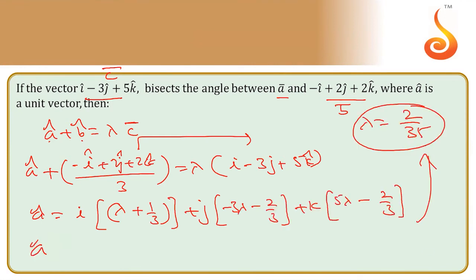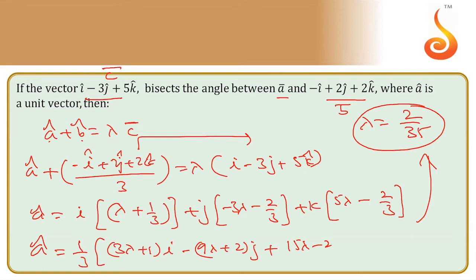That means A cap is equal to 1 by 3 taken outside: (3 lambda plus 1) i minus (9 lambda plus 2) j plus (15 lambda minus 2) k. Now to solve everything, you just check here 6 by 6. Anyhow 35 comes outside. Then what here? 6 plus 35, what comes? 6 plus 35 means 41 comes.